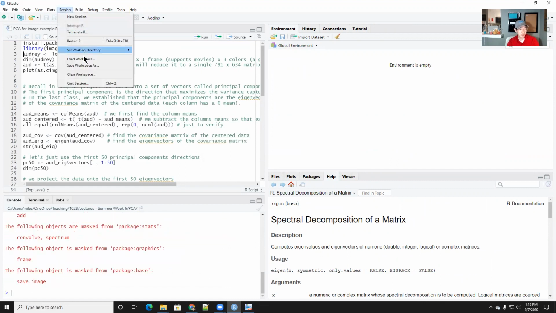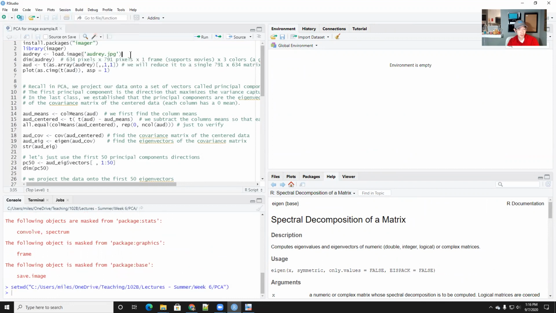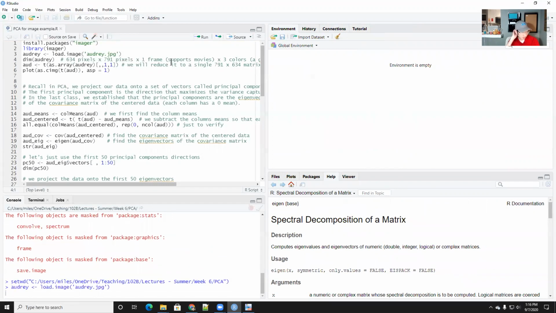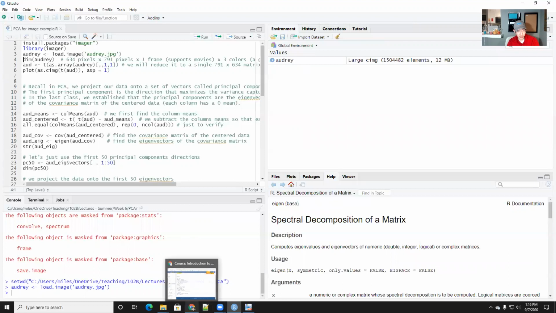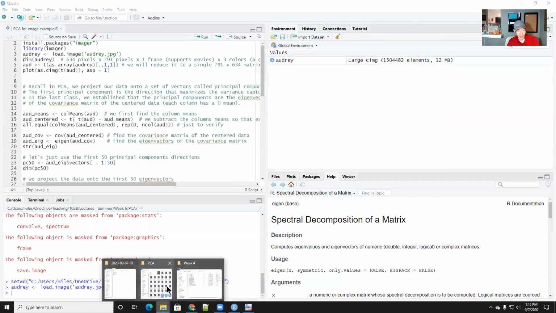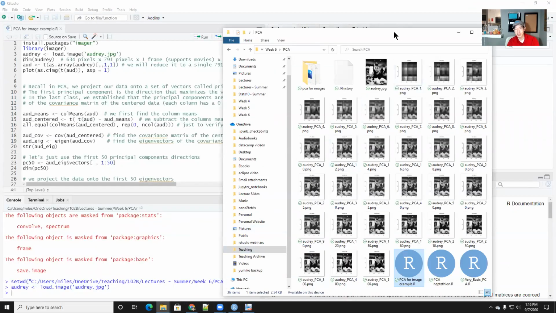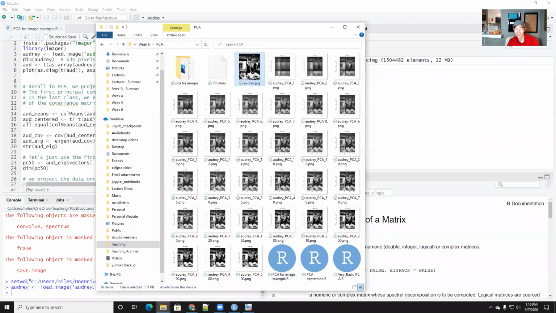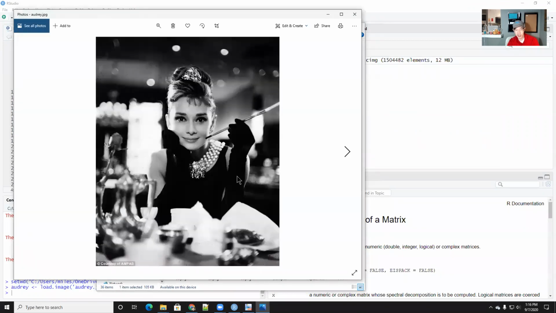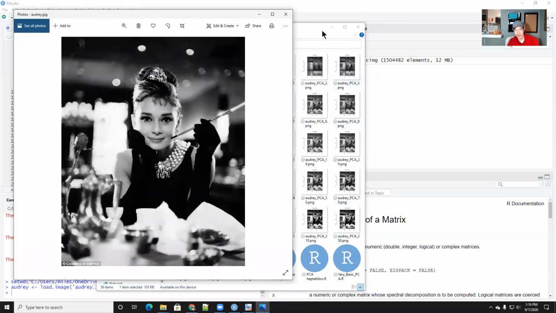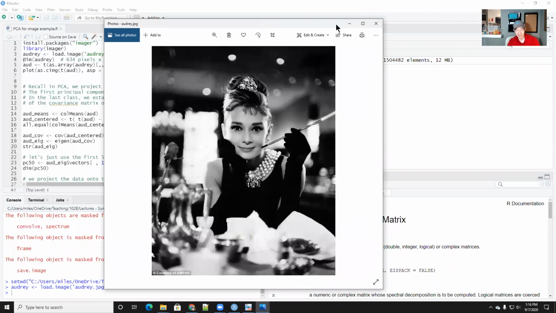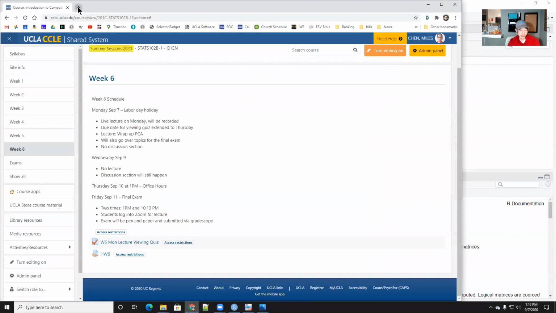Okay, so I have a picture of Audrey Hepburn, and every time I show this, people are like, "Who is this person?" So this is Audrey Hepburn. She was an actor in, I don't know, the 50s, 60s. This is an iconic picture from a movie called Breakfast at Tiffany's.